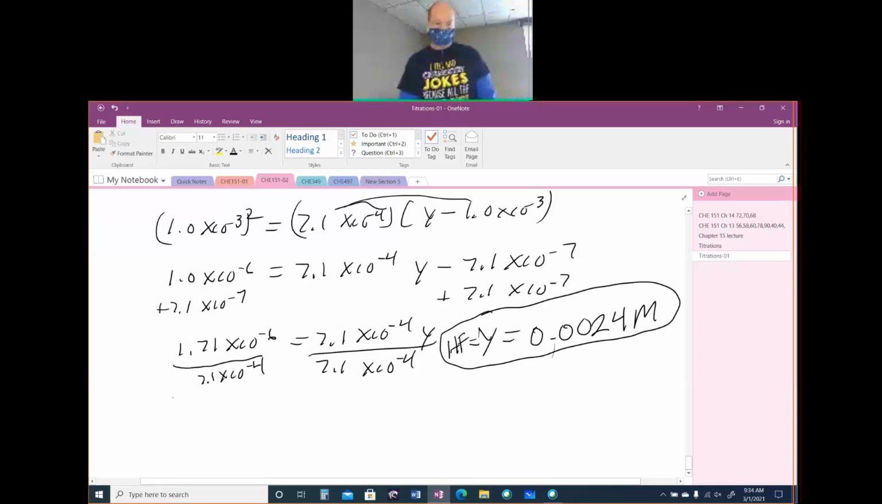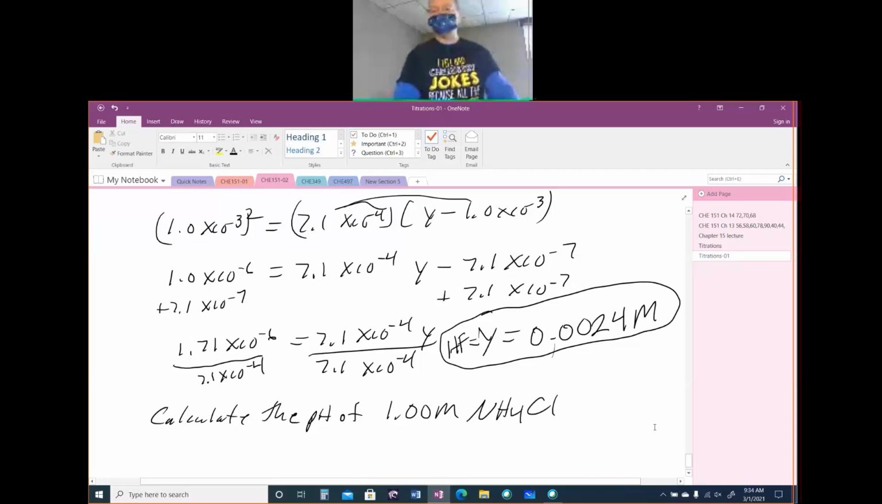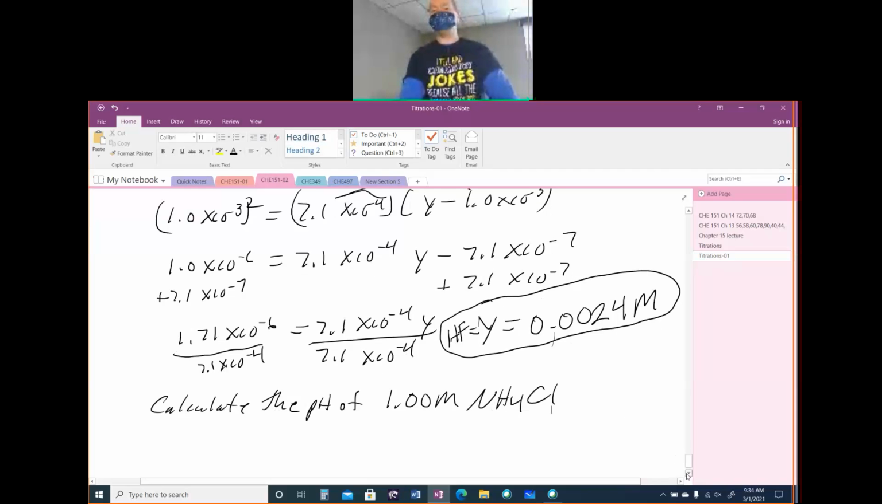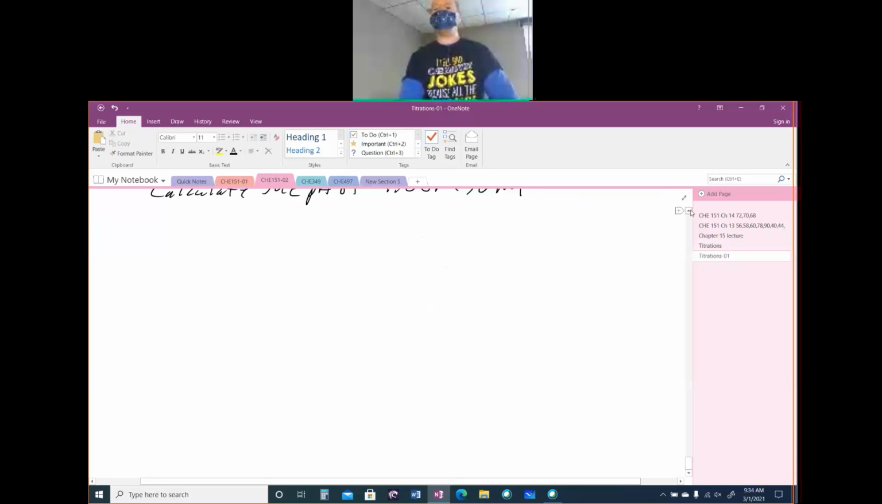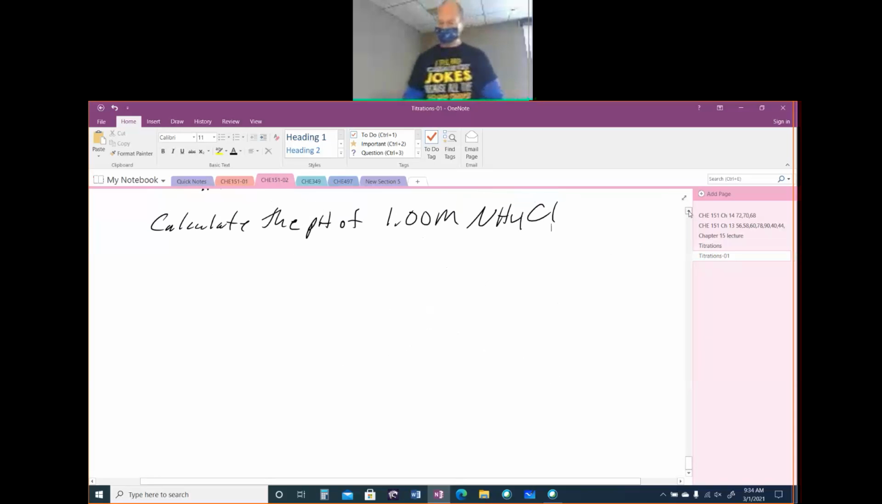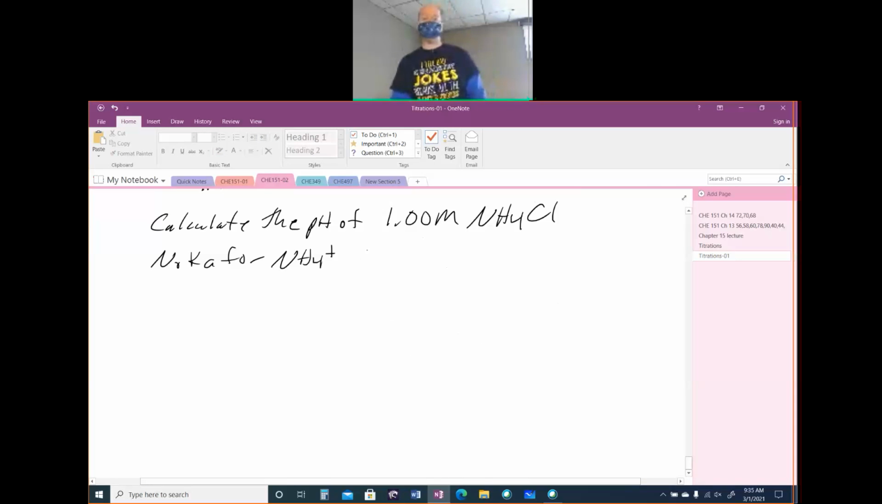All right, let's try this one. Calculate the pH of a 1 molar NH4Cl. All right, so this one would be easy if you were given a Ka. All right, so no Ka is given. So there's no Ka for NH4 plus. All right, however, there is a Kb given.